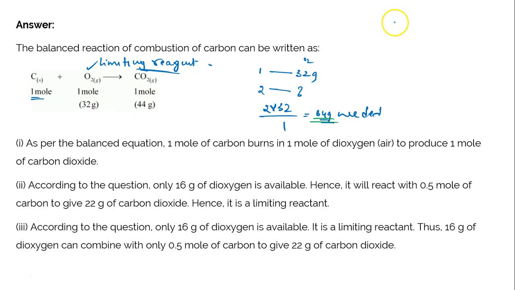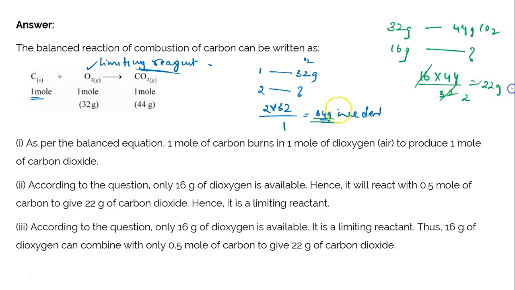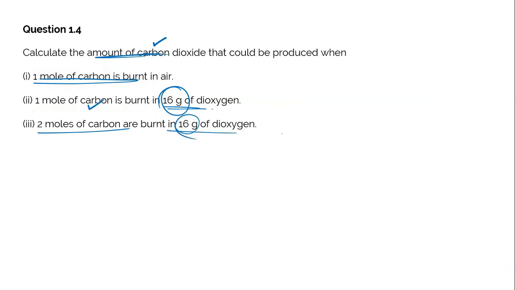So as per the balanced chemical equation, 32 grams of oxygen can give you 44 grams of CO2. But now you only have 16 grams. So how much carbon dioxide will be furnished? It is 16 into 44 divided by 32, which is 44 by 2, which is 22 grams. Even if you have 2 moles of carbon, because you have only 16 grams of oxygen, which is the limiting reagent, you can only synthesize 22 grams of carbon dioxide, but you can't get more than that. That's what the question means. So the answer for the third part of the question is 22 grams of carbon dioxide. This is how we solve questions based on mole concept and stoichiometry.